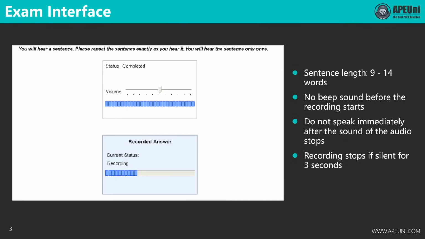The first one shows the status and the progress of the audio. The second one at the bottom shows the status of the recording. When the progress of the audio reaches the end, the microphone will be turned on and the recording begins. If you answer before the recording starts, your answer will not be recorded. There is no beep sound before the recording starts. This means you won't hear any sound to remind you of the start of the recording.